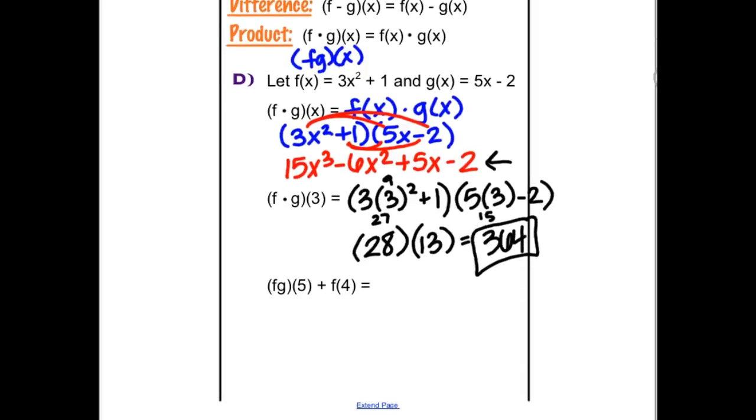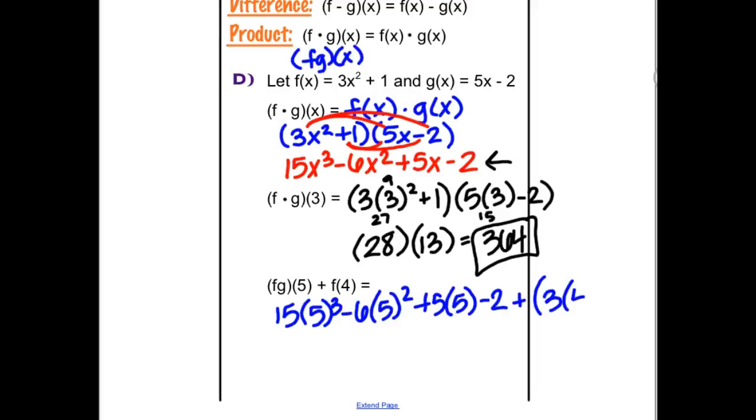Now, this next one is f times g of 5 plus f of 4. So we're adding a little bit of challenge into this. I'm going to go the other route now, and I'm going to put in 15 times 5 to the third minus 6 times 5 squared plus 5 times 5 minus 2. But then we're adding on to that our 3x squared plus 1, but with 4 substituted in, so 3 times 4 squared plus 1.